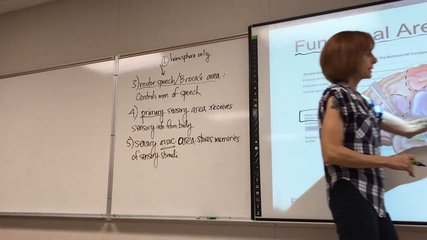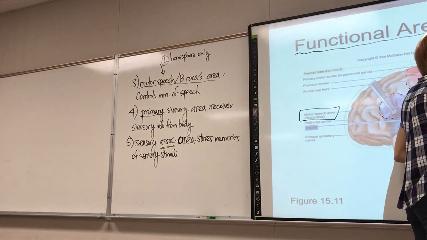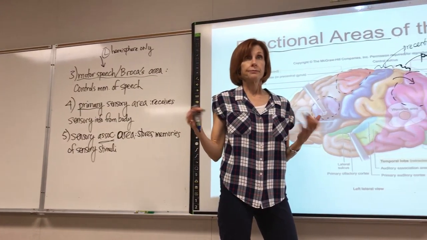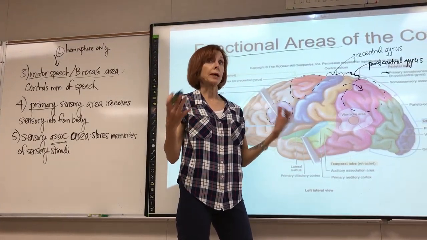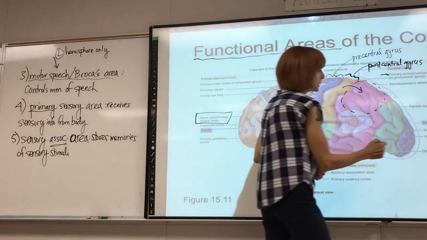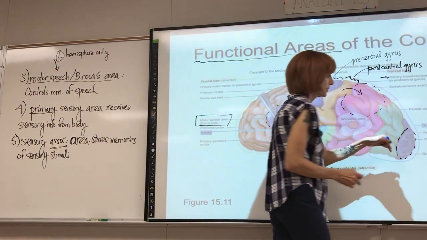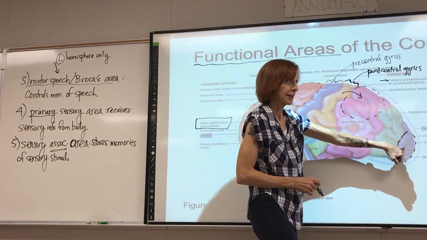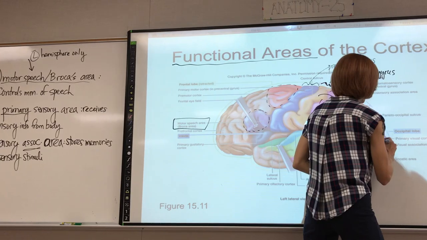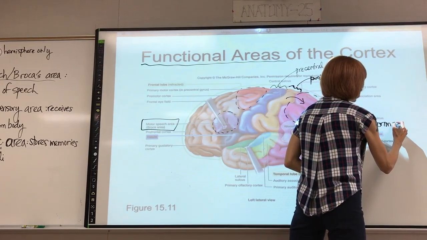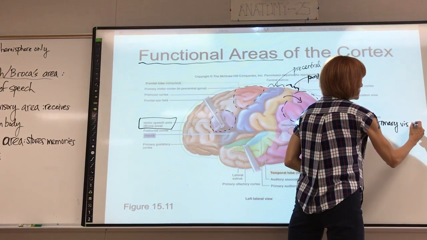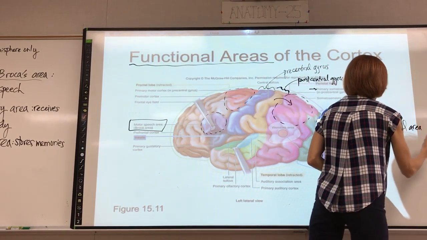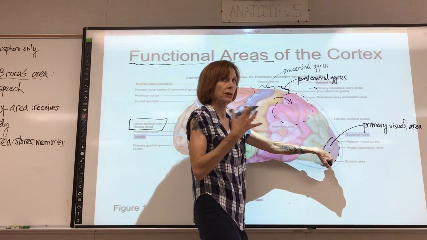Okay, let's go back into the occipital lobe. You can think of the occipital lobe as being for visual input, visual images, recognizing visual images. In the most posterior part of the occipital lobe, this area back here, this is called the primary visual area. Okay, primary. So this is the area that receives visual images coming from our optic nerves. So it receives all of the visual images.